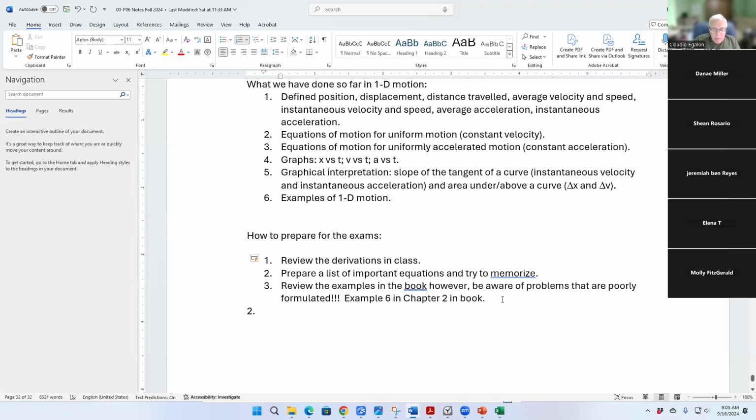So review the examples in the book. However, be aware of problems that are poorly formulated. And then try to solve as many problems as possible. That is what I suggest for preparation for the exams.